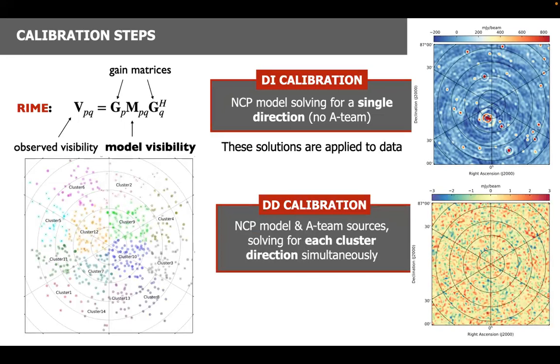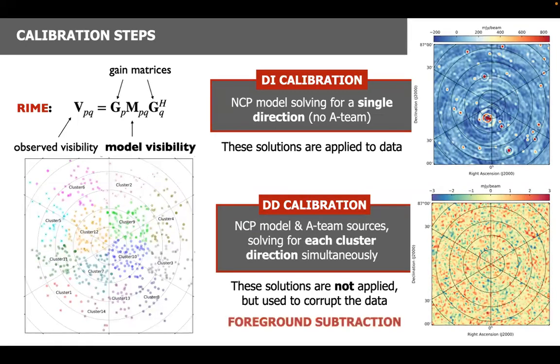That means that the model is split into clusters, so in different directions. We find a single gain for each of these directions simultaneously. We also add Cas A and Cygnus A, and we don't apply these solutions to the data. We apply them to the model visibilities, and we subtract this combination from the data to do what we call indeed the foreground subtraction. And this is what we see. So this is before direction-dependent calibration, and the lower one is after the direction-dependent calibration, which is not real calibration, it's more like corruption. And this is noise-like in the NCP.